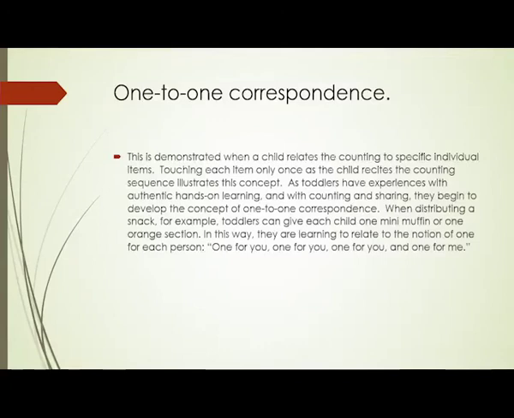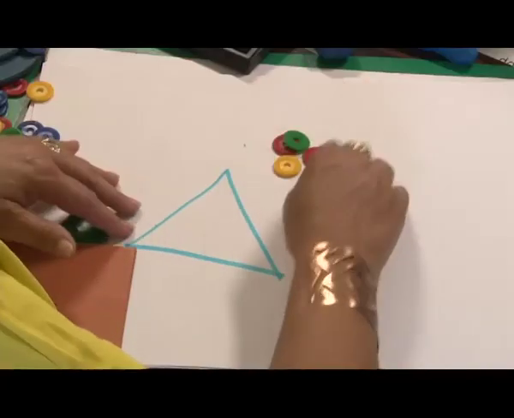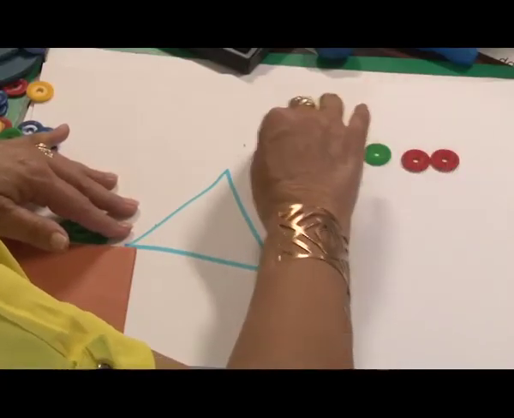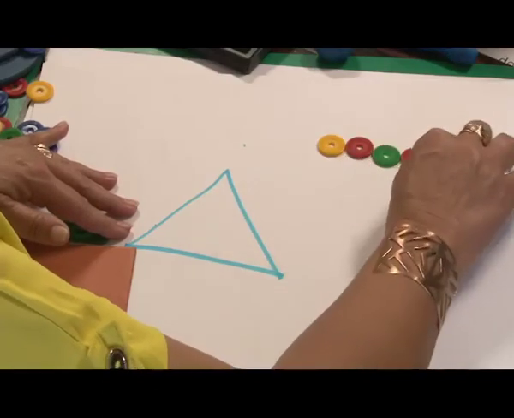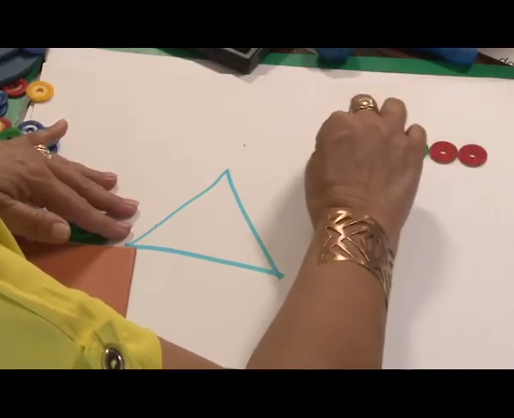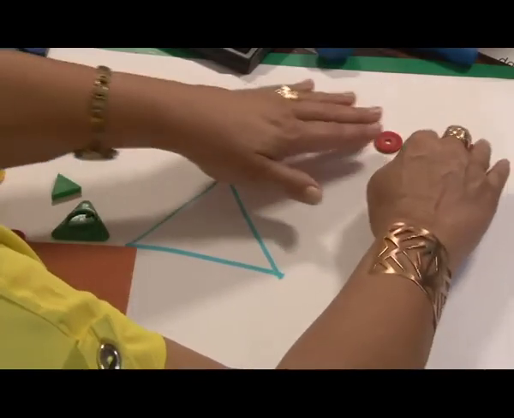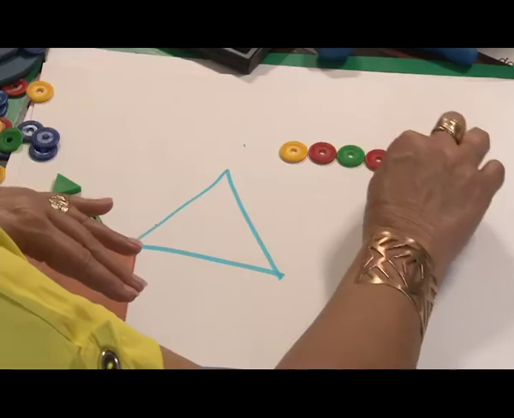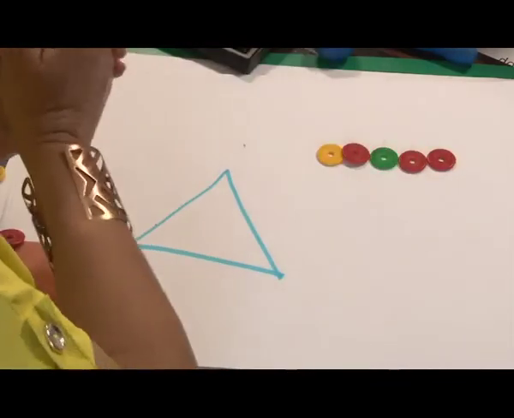One-to-one correspondence. This is to demonstrate when a child relates the counting to specific individual items. So touching each item only once as the child recites the counting sequence illustrates this concept. One-to-one. I've said it previously. 1, 2, 3, 4, 5. So the learner touches each object just once as he counts. So this is what we call one-to-one correspondence.